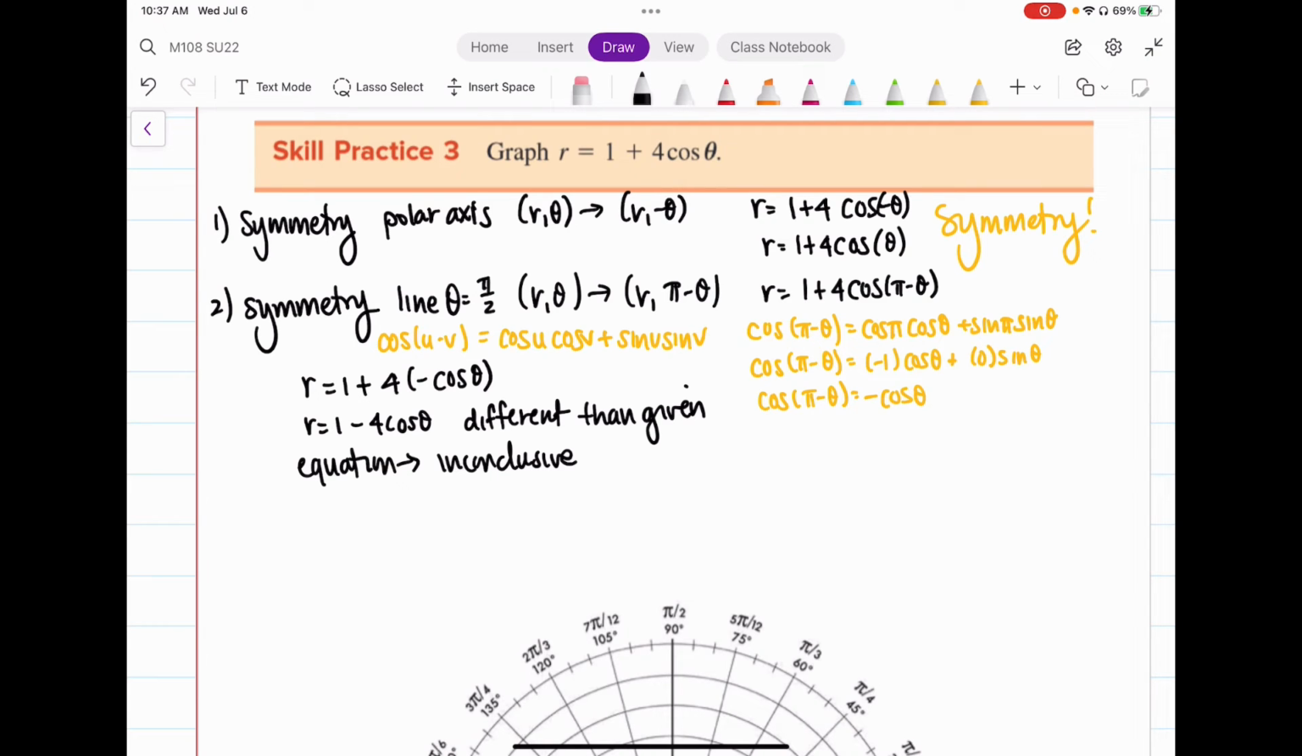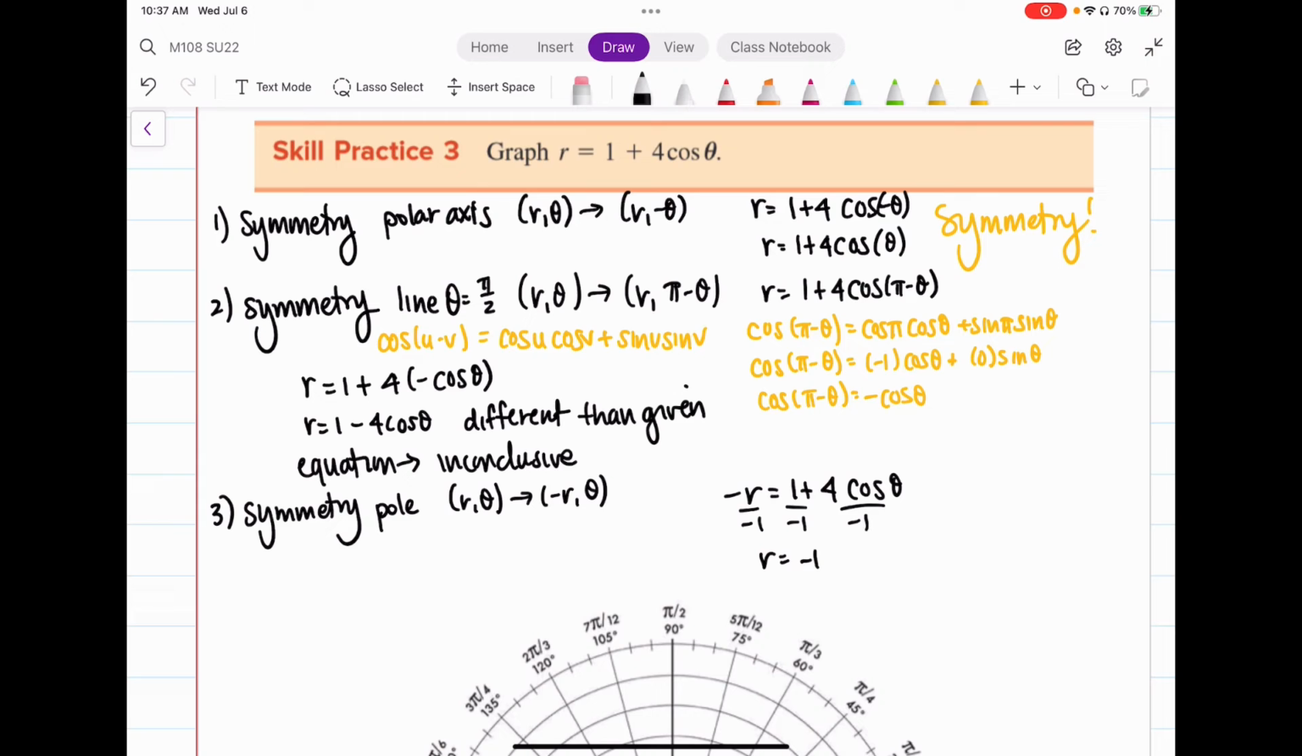Last symmetry we're testing for is the pole, which is the origin. We're going to substitute in a negative r. We have negative r equals 1 plus 4 cosine theta. Dividing everything by -1, we get r equals 1 divided by -1 is -1, and 4 cosine theta divided by -1 is -4 cosine theta. And that's different than the original equation, so this is also inconclusive.